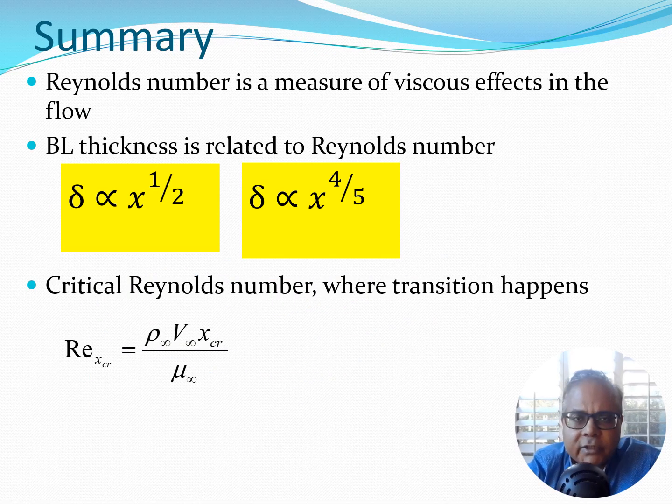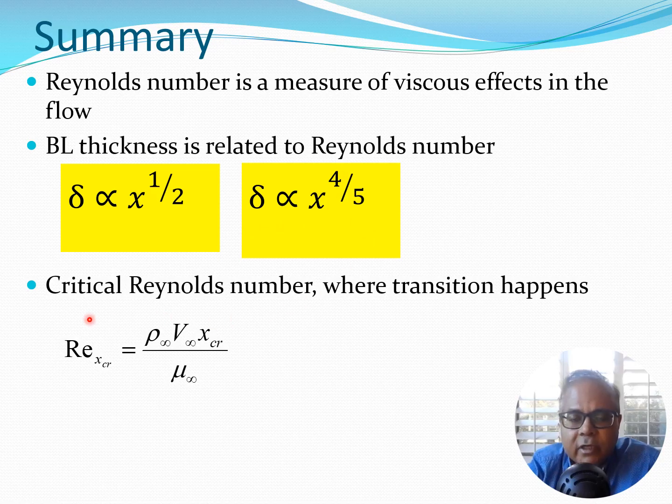So just to summarize today's talk, what we had here was that the Reynolds number is a good measure of the viscous effects on the flow, and also we saw that for different types of aircraft the Reynolds number is a good way to figure out at what flight regime you are at and how much is the effect of viscosity. Also, we saw that the boundary layer thickness is related to the Reynolds number. For laminar boundary layer, it is proportional to x to the half. For turbulent boundary layer, it is proportional to x to the 4 by 5.